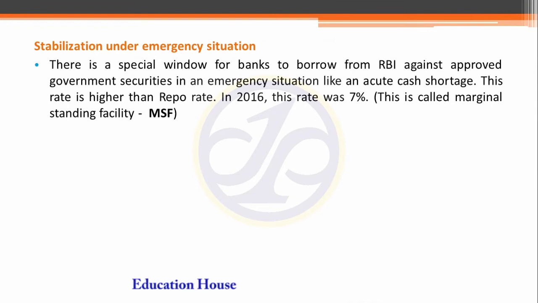Stabilisation under emergency situation. This is the special window offered by RBI to the commercial banks. If any commercial bank has a requirement or a shortage of cash or liquidity, at that time, the Reserve Bank of India provides a loan for a required time period, and that is called the marginal standing facility. The rate of the marginal standing facility was 7% in 2016. In this way, in an emergency, the Reserve Bank of India helps the bank.